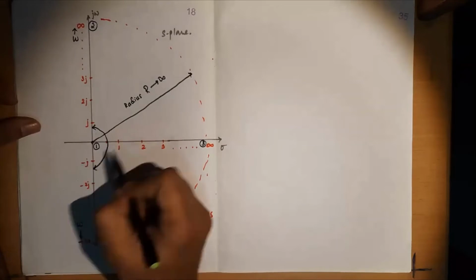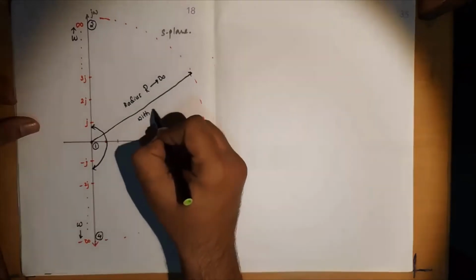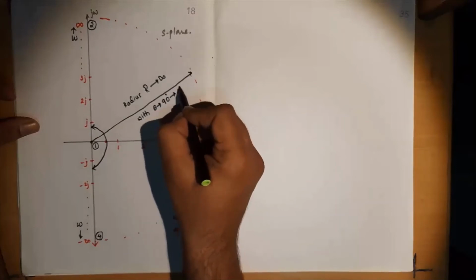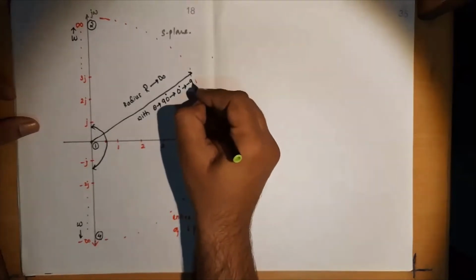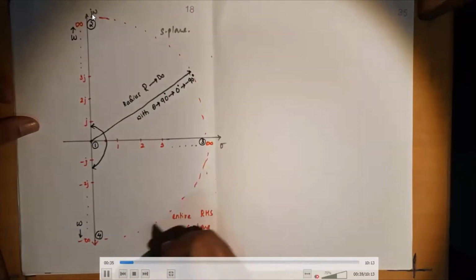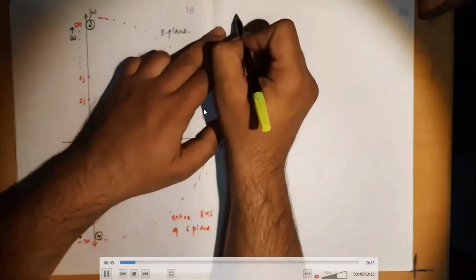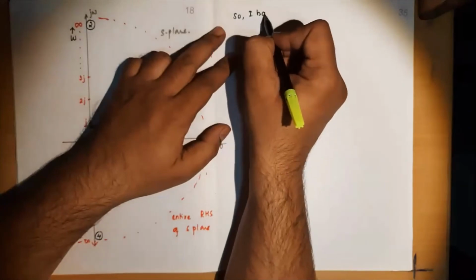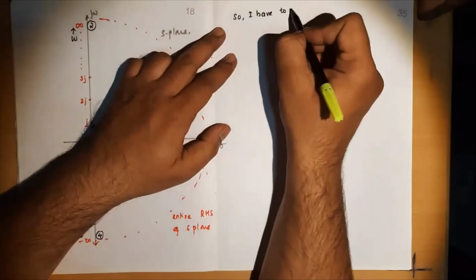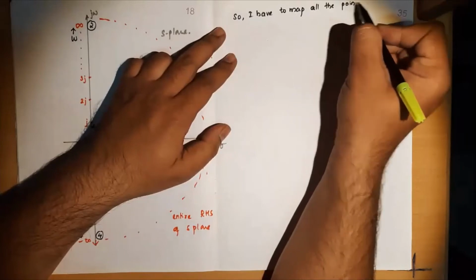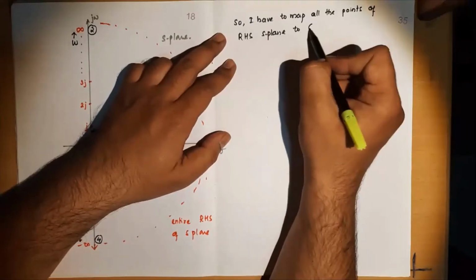And this vector of radius will rotate with an angle from 90 degree to 0 degree to minus 90 degree. So this vector rotates from here to here, then it covers the entire right half of S plane. So these 4 points cover the entire right half of S plane. So I have to map all these points on the GH plane.